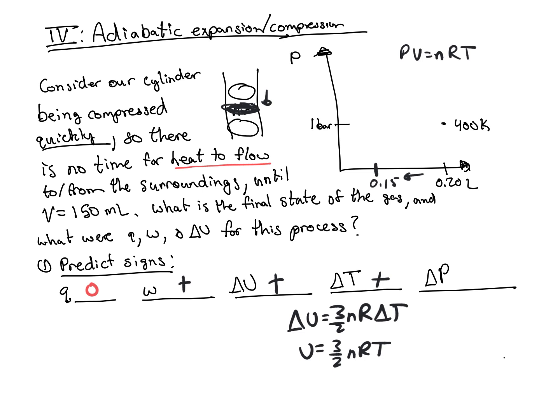For delta P here, again, let's be careful with what's going on, we have the volume decreasing and the temperature increasing. Maybe it's useful to solve for P and use this form of the ideal gas law, nRT over V. During this process, we know temperature is increasing, volume is decreasing. Both of those factors are going to lead pressure to increase. Okay, so from just that analysis of the signs, we can get some idea of what's going on in this process.